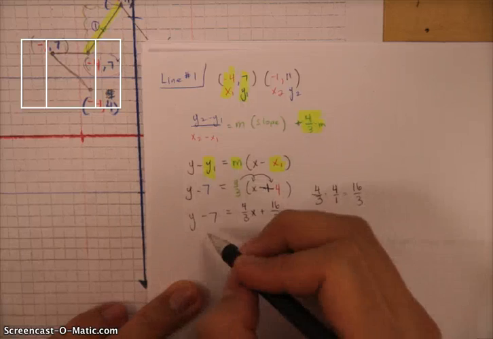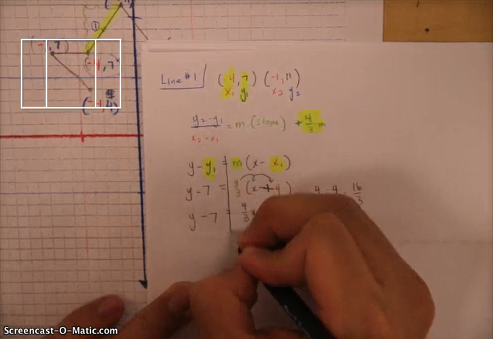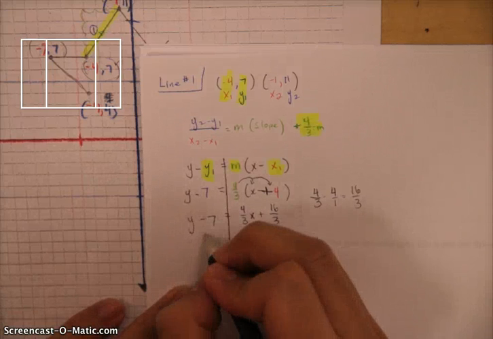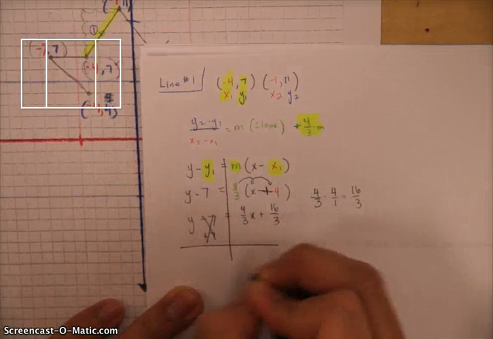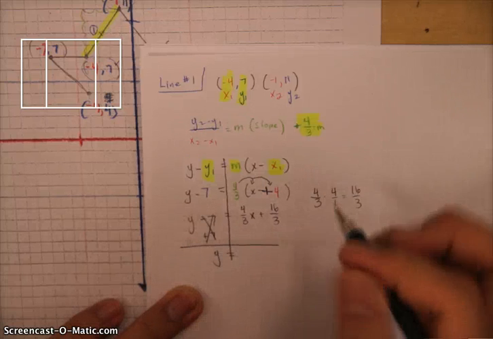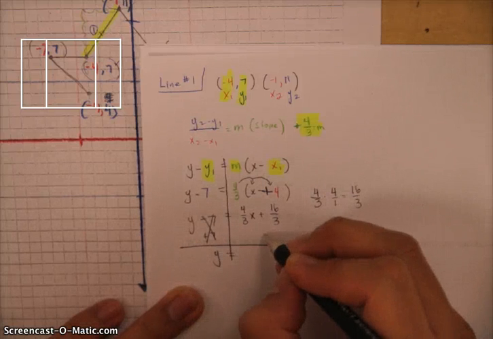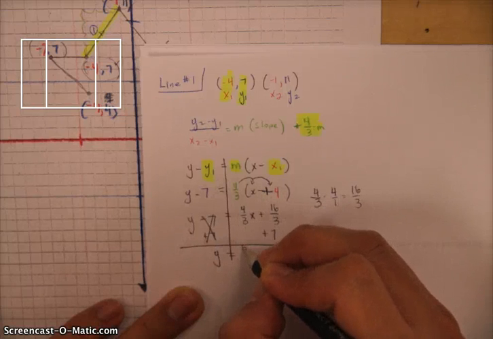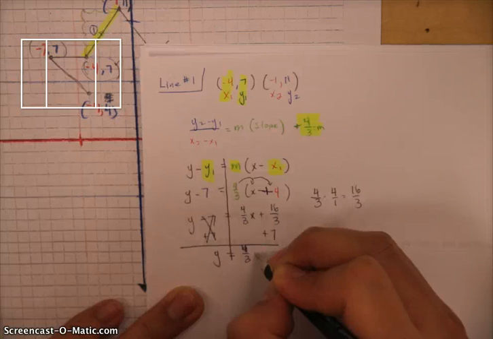On the right side, to solve this, I need y by itself. So I'm going to get rid of the 7. I'll add 7 here, so this will go away, and I'll have y equals, which I wanted. I'll add 7 over here. The 4 over 3x will come down because they don't combine. They're not like terms.